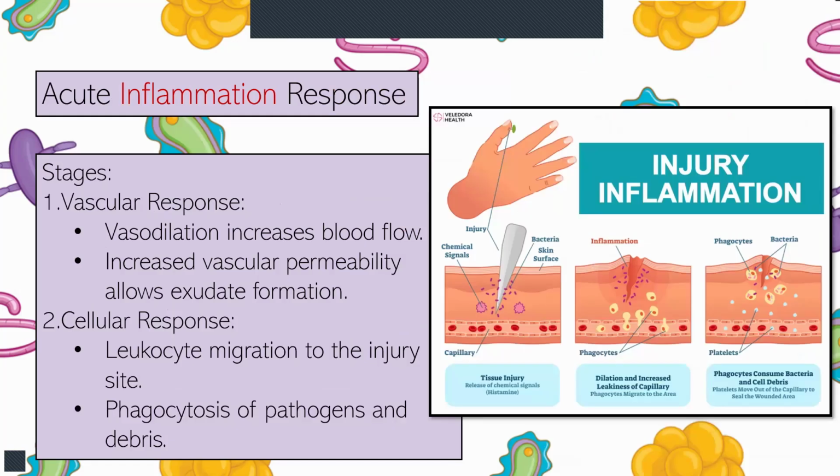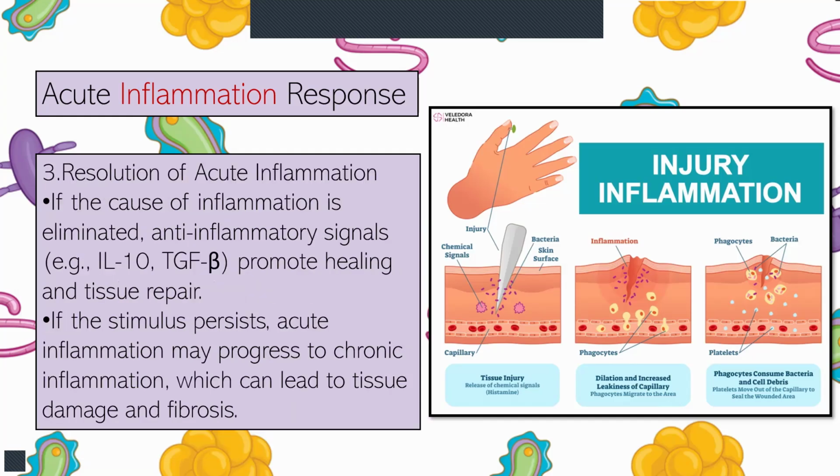The acute inflammatory response occurs in two stages. The first stage, the vascular response, is where vasodilation increases blood flow and increased vascular permeability allows exudate to form. And then the second stage is the cellular response. This is where leukocyte migration to the injury site happens and phagocytosis of pathogens and debris occurs.